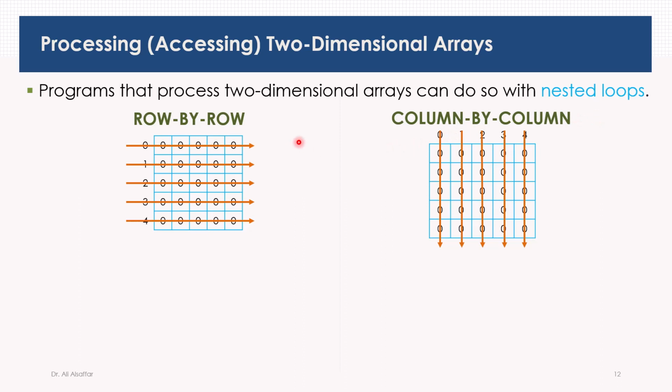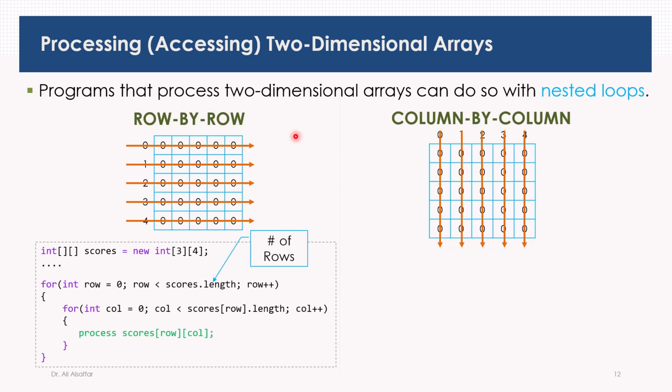column. Of course, if you make one loop for one dimension, you have to make the other loop for the other dimension. So if the outer loop is for the rows, then the inner loop should be for the columns, and vice versa. So let me show you how to implement this in Java for row by row processing. For row by row processing, imagine we have a two-dimensional array called scores of integers. It has 3 rows and 4 columns.